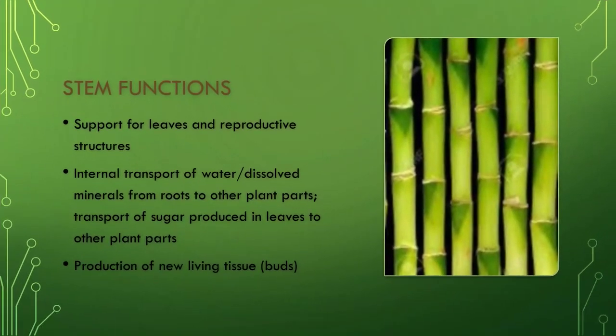The functions are mainly support for the leaves and the other reproductive structures. Again, we've talked about this already. They have the internal transport of water and dissolved minerals from roots to the other plant parts, and they also transport those sugars throughout the plant parts. And we can get production of new living tissue, so we get new buds that come off the stem that may then form new leaves and things like that.